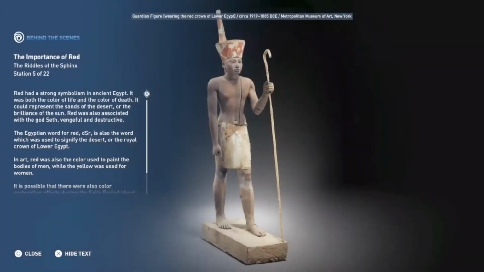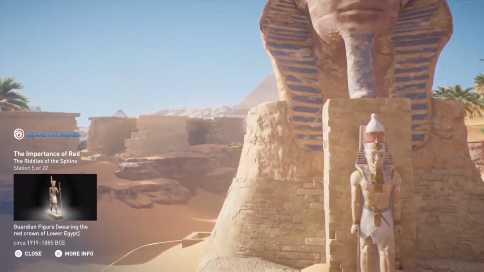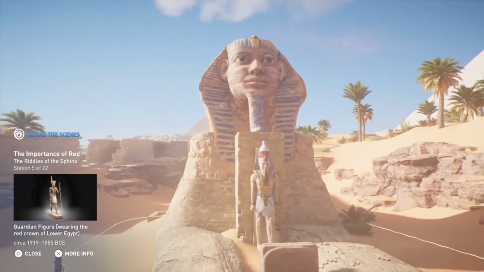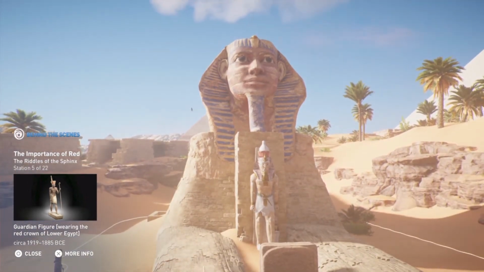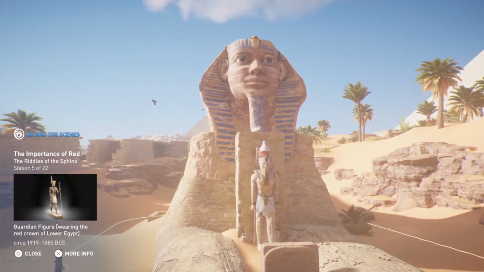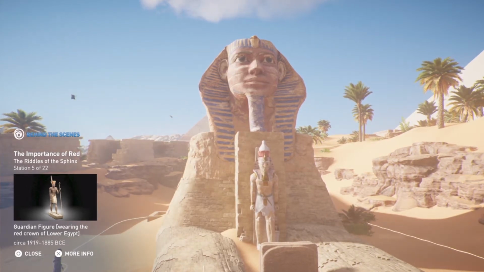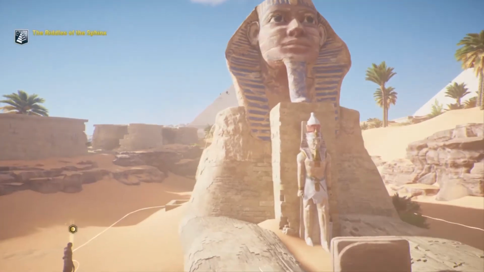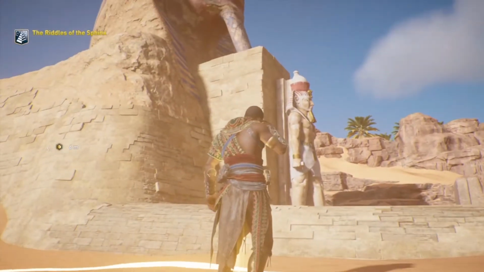Red had a strong symbolism in ancient Egypt. It was both the color of life and the color of death. It could represent the sands of the desert or the brilliance of the sun. Red was also associated with the god Seth, vengeful and destructive. The Egyptian word for red, Dahshur, is also the word which was used to signify the desert, or the royal crown of Lower Egypt. In art, red was also the color used to paint the bodies of men, while yellow was used for women.